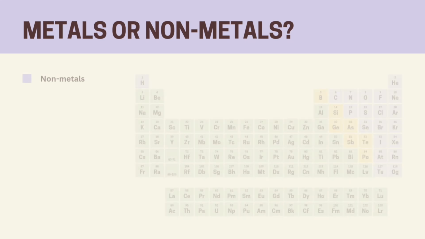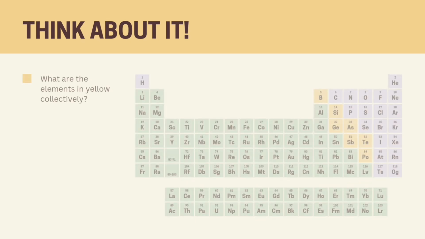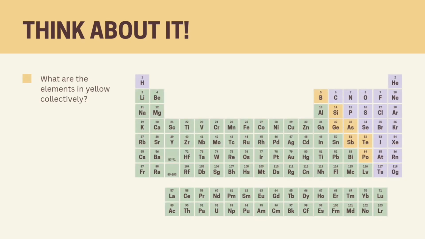Now we will introduce what non-metals are. They are poor conductors of electricity and thermal energy. They have low density, are brittle and have low melting points. The elements shown in the periodic table marked in purple are known as non-metals. Now we have learned both about metals and non-metals. Now my question to you is, what are the elements indicated in yellow in the periodic table?